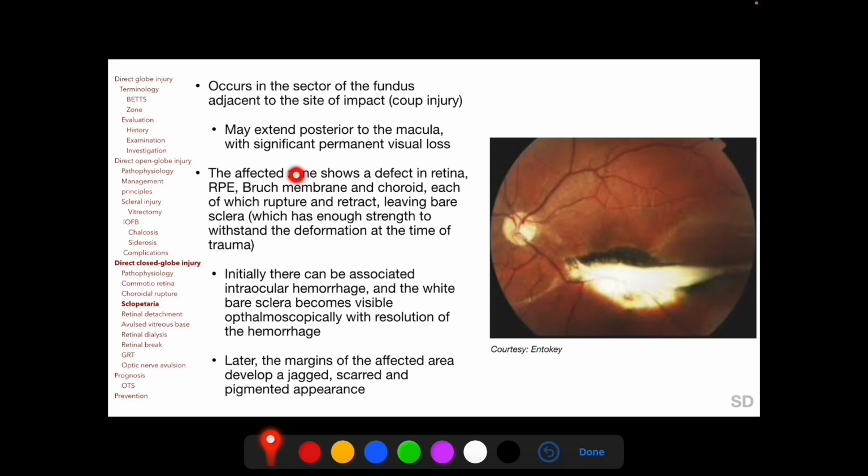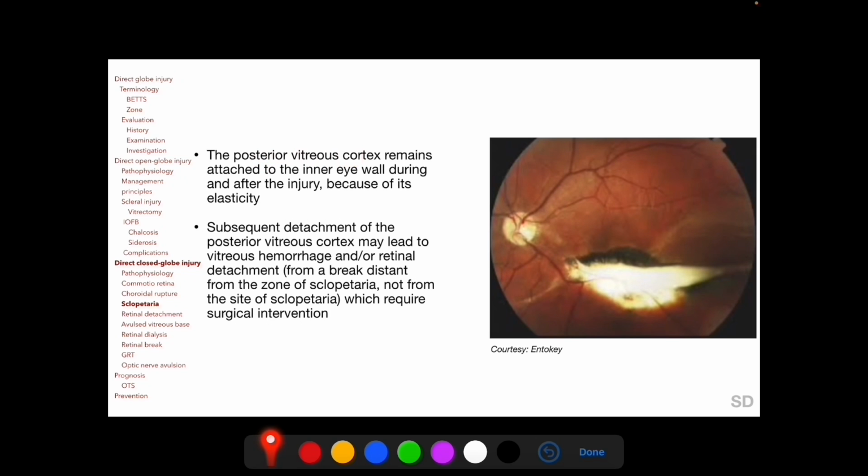The affected zone shows a defect in the retina, retinal pigment epithelium, Bruch membrane, and choroid, each of which rupture and retract, leaving bare sclera which has enough strength to withstand the deformation at the time of the trauma. Initially, there can be associated intraocular hemorrhage, and the white bare sclera becomes visible ophthalmoscopically later with resolution of the hemorrhage. Still later, the margins of the affected area develop a jagged, scarred and pigmented appearance. The posterior vitreous cortex remains attached to the inner eye wall during and after the injury because of its elasticity.